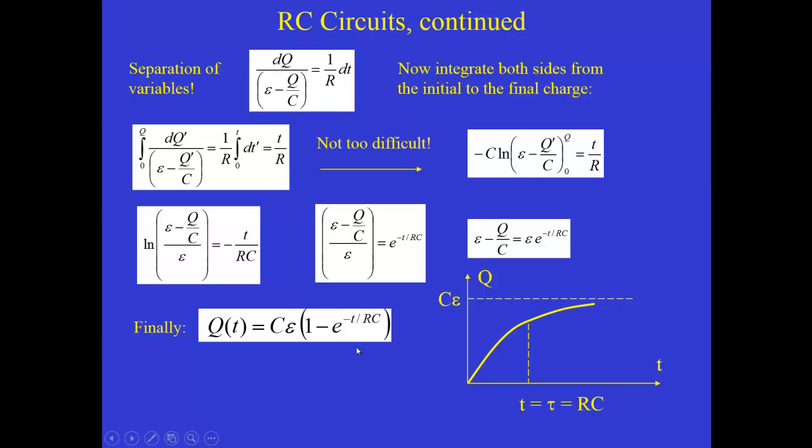And that happens because at very, very large time, e to the minus a large value is going to be close to 0. And so the final q, the maximum q, would be just c times epsilon. And the capacitor gets closer and closer to that as we let the time go on.